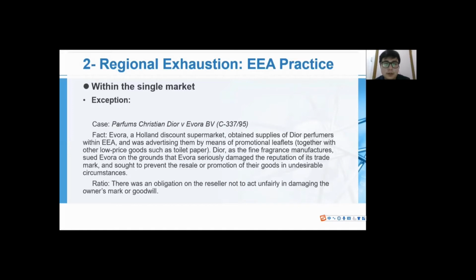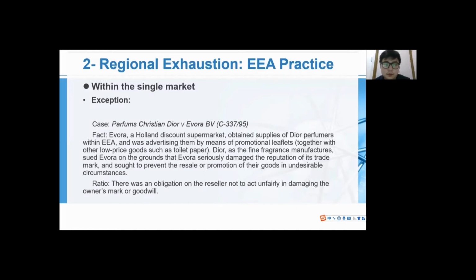In the case, Evora is a discount supermarket. He got Dior perfume and prepared to sell them. The problem was that Evora advertised to customers that he had Dior perfume by way of promotional leaflets. And in the leaflet, he put Dior together with low-priced goods such as toilet paper.